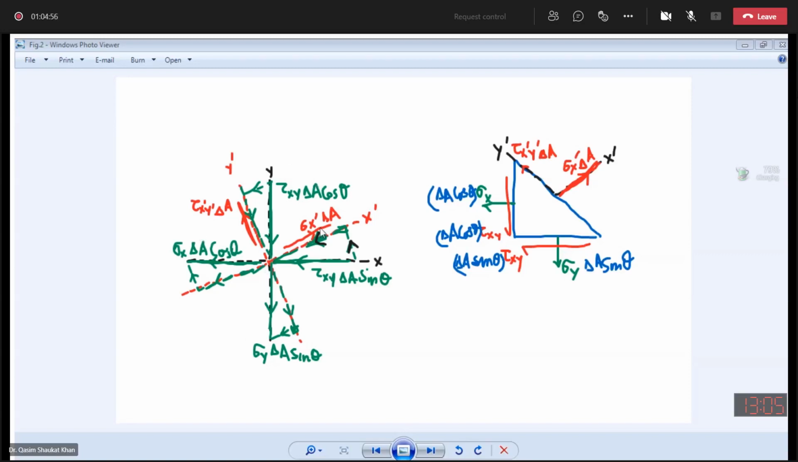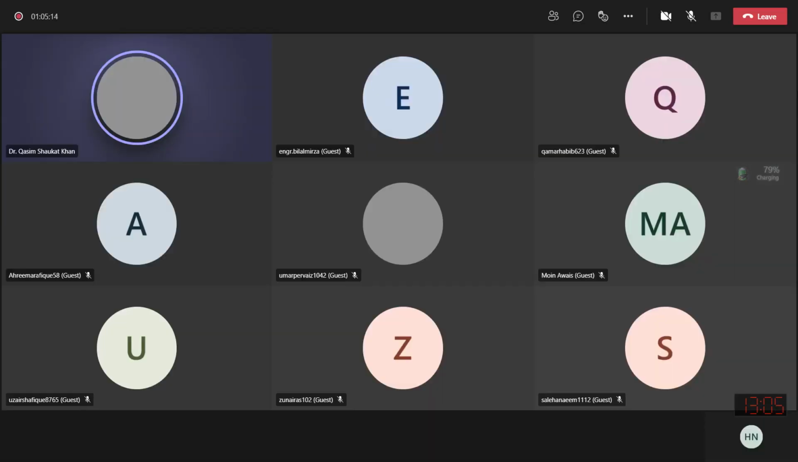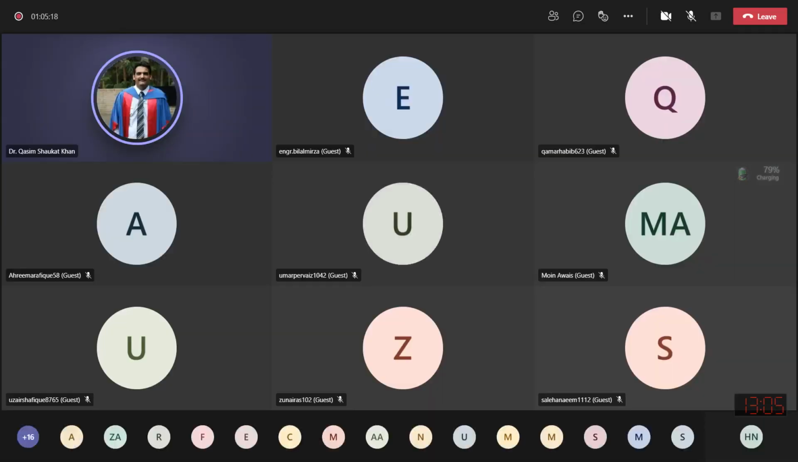Is this figure clear? Should we proceed further? Yes, sir. Okay. This was figure 2. Now let's start with figure 3. So this is going to be my figure 3.